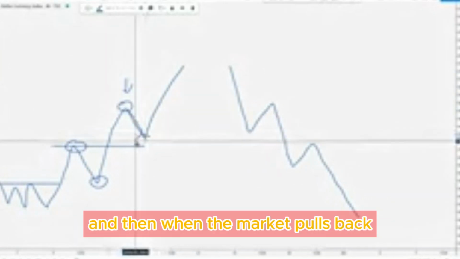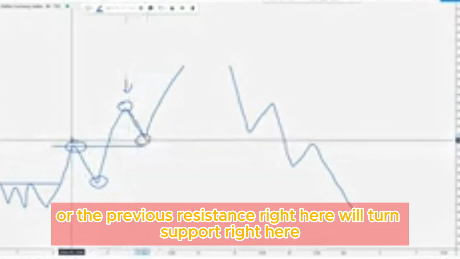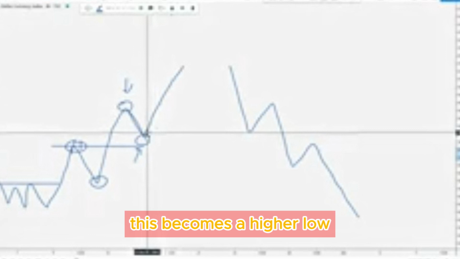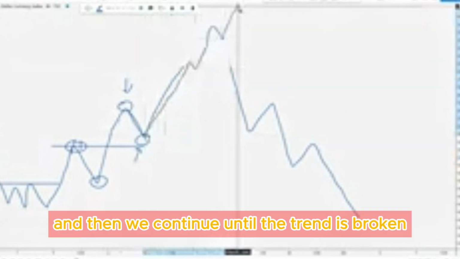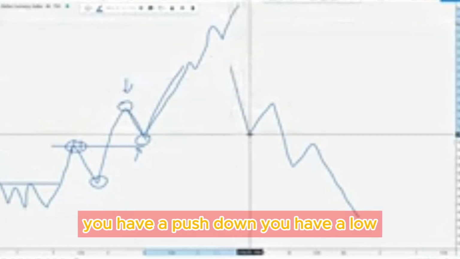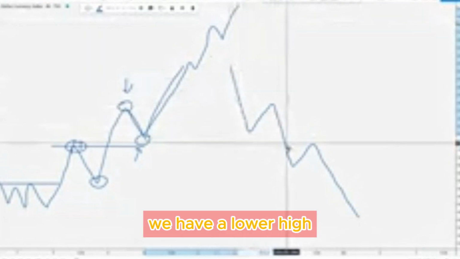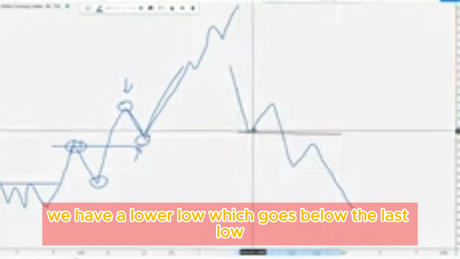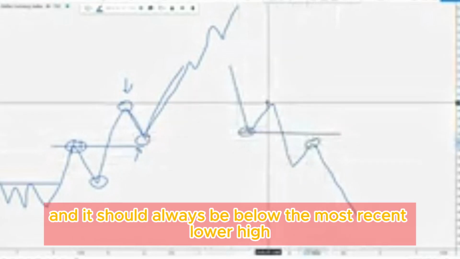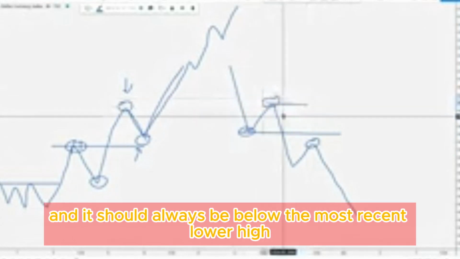Then when the market pulls back, potentially to a Fibonacci level or the previous resistance turning into support right here, this becomes a higher low, then this becomes a higher high, and we continue until the trend is broken, which we're going to look at a little bit later. It's absolutely the same for a downtrend. We have a push down, we have a low, we have a lower high, we have a lower low which goes below the last low, then we have a lower high, which should always be below the most recent lower high.